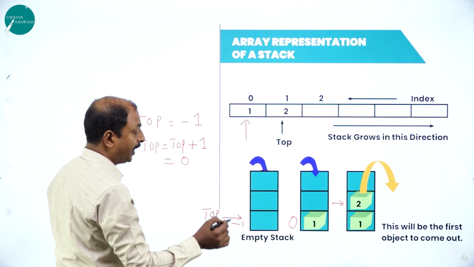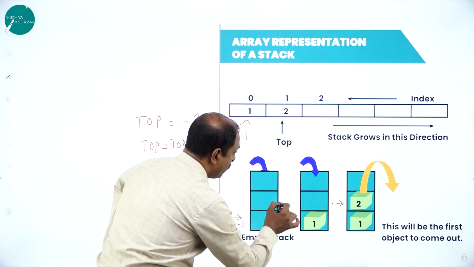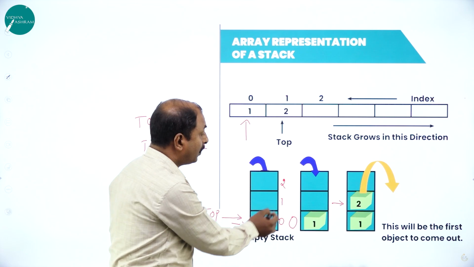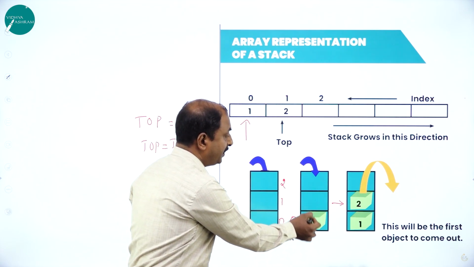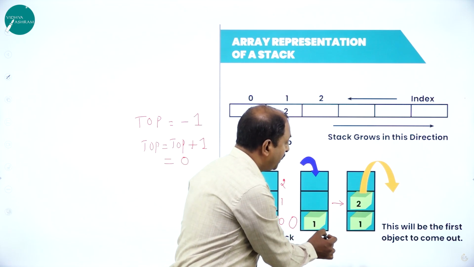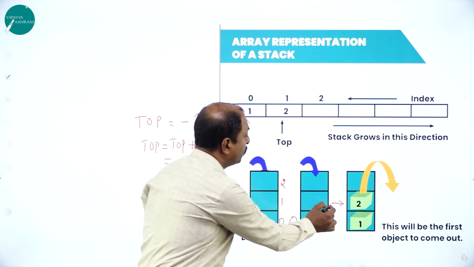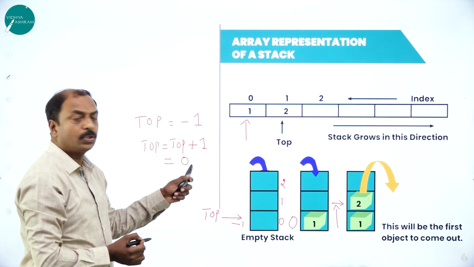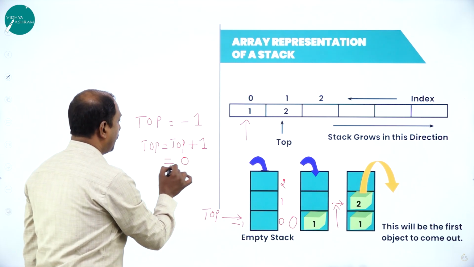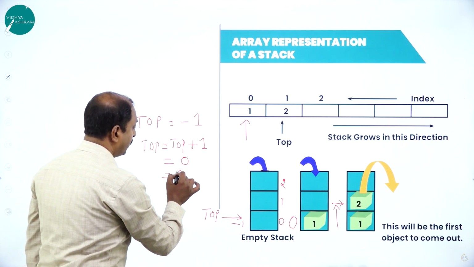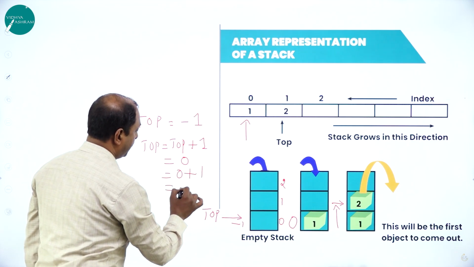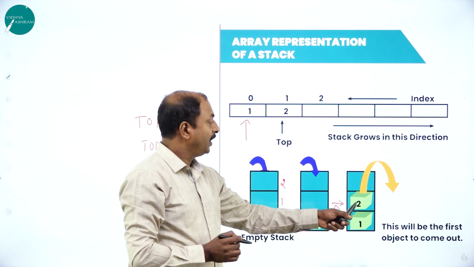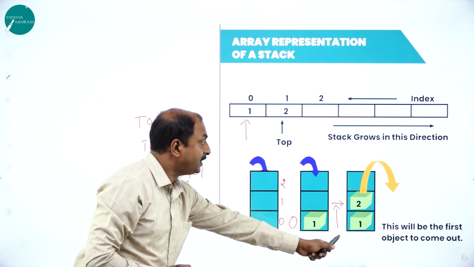Here in an array, these are the indexes 0, 1 and 2. At the beginning, the index of this point is 0, and we have inserted one element to it. Now we want to insert one more element into the stack. We have to move this top pointer from here to this point, that is top equals top plus 1. Again, top equals top plus 1, that is 0 plus 1, which equals 1. So now this is the place where we can insert the second element. This is how we say the stack is growing.